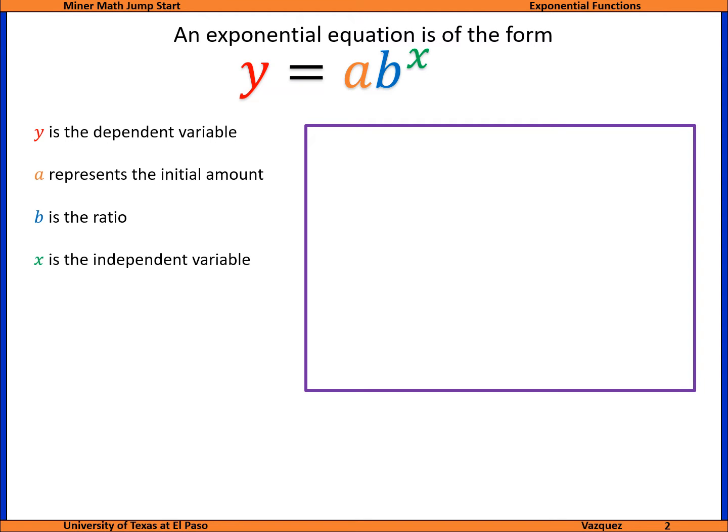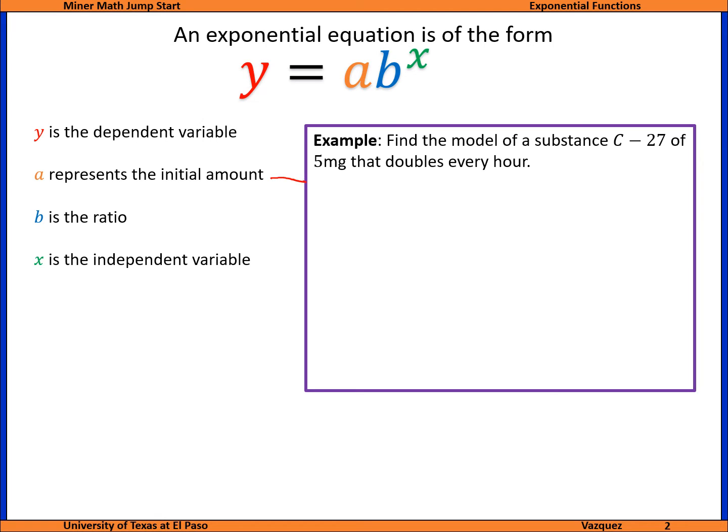All right, so let's go ahead and look at an example here. Let's say we wanted to find the model, in other words, an equation, of a substance, C27, that is 5 milligrams, so it's pretty tiny, but it doubles every hour. How can we model that using an exponential equation? Well, y and x are always going to stay as just y and x. But what is a here? What is the initial amount? We're starting off with 5 milligrams, so in this case, a is going to be 5. That's where we're getting it from.